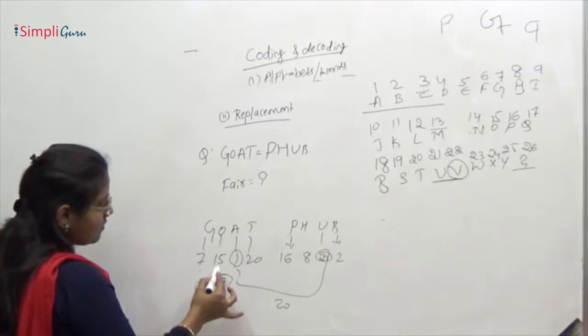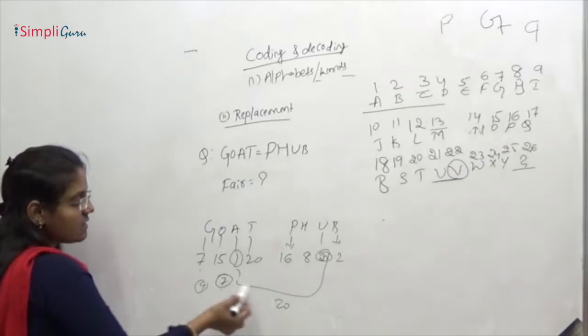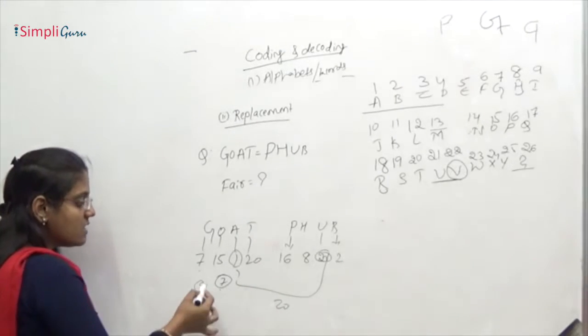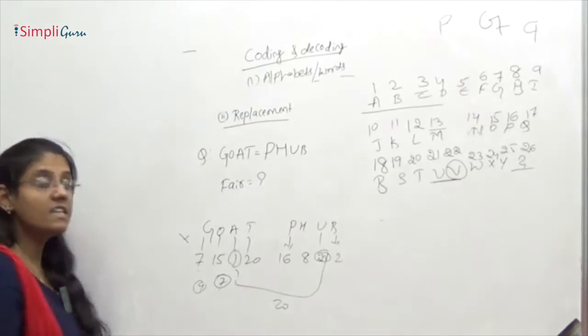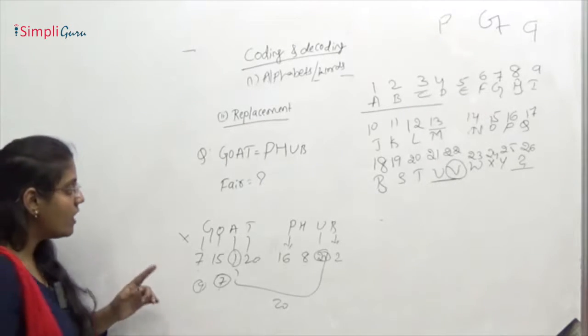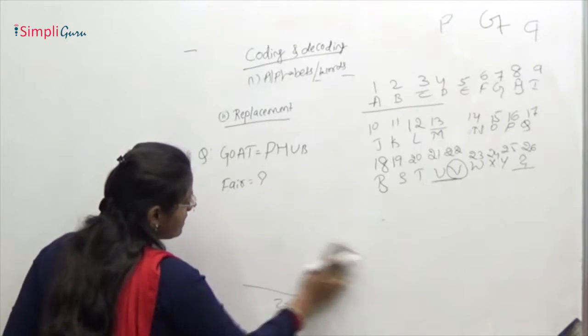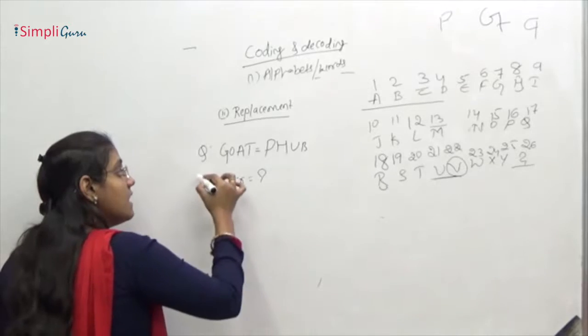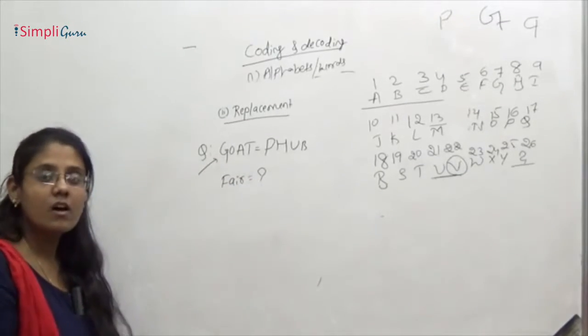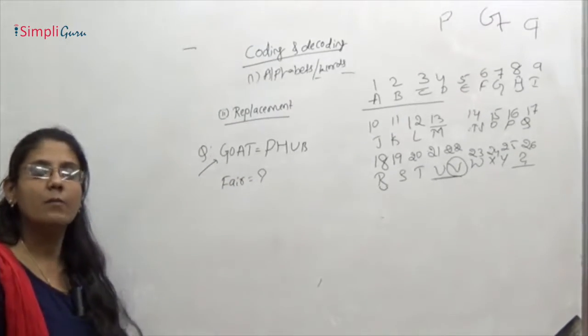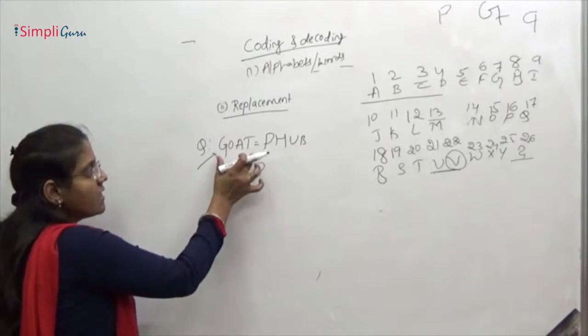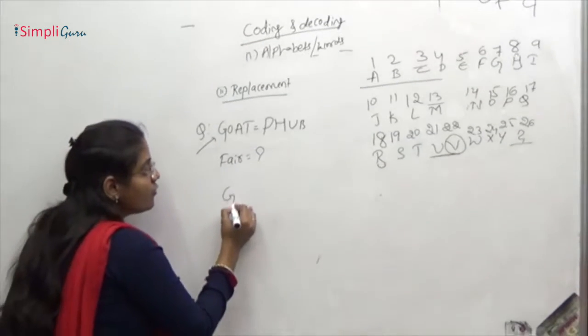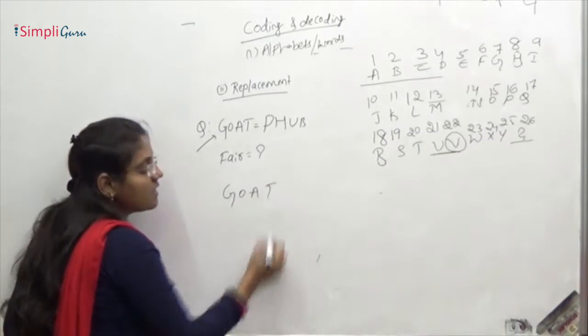It's 7. 15 and 8, the difference is 7. The third difference is 20. So this is not in the standard format. At that time what do we have to do? How do we have to frame the answer? Analyze the answer, meaning immediately see whether the alphabets in the question are of equal number, meaning even. Yes, I have an even number of alphabets, that is 4 alphabets in GOAT.